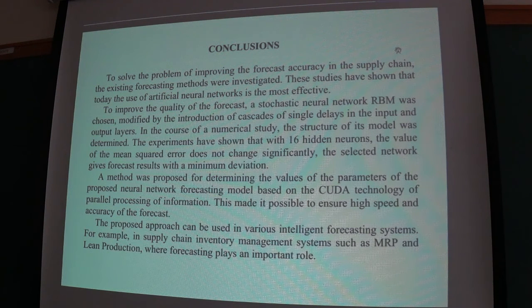The experiments have shown that with 16 hidden neurons, the value of the mean squared error does not change significantly. The selected network gives forecast results with a minimum deviation. A method was proposed for determining the values of the parameters of the proposed neural network forecasting model based on GPU technology of the parallel processing of information. This made it possible to ensure high speed and accuracy of the forecast.